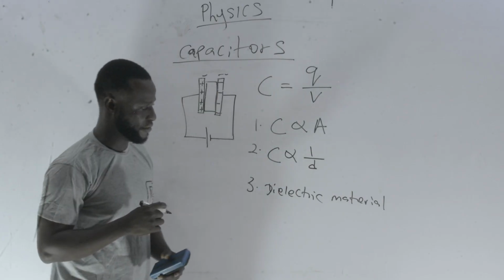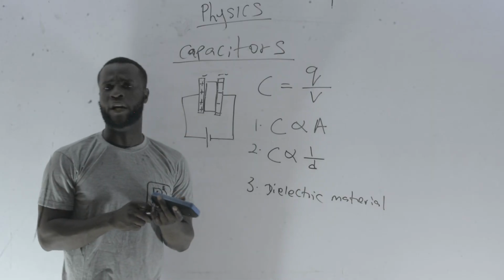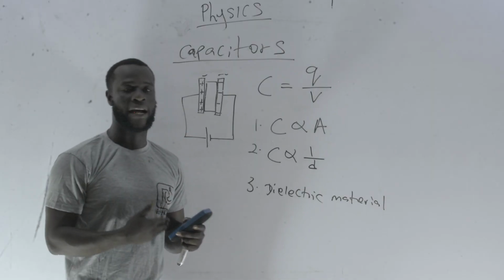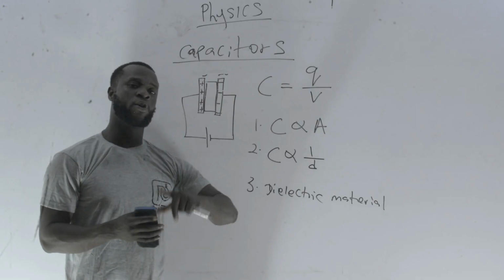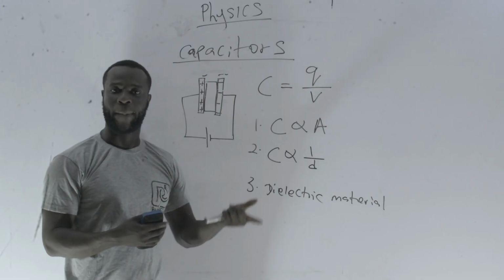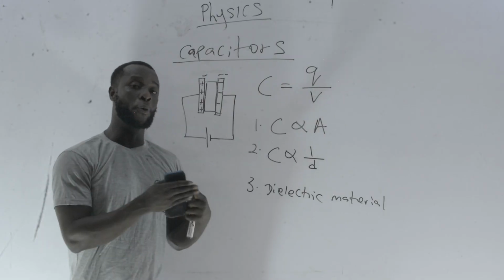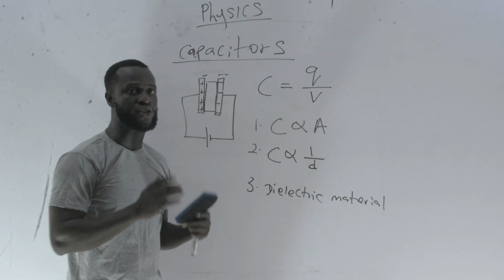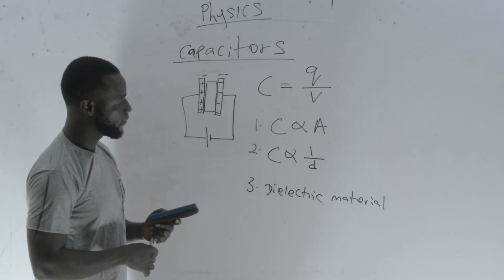as a dielectric material. What does dielectric material do to the capacitance of the capacitor? Dielectric material always increases the capacitance of the capacitor. So a capacitor with a dielectric material has a higher capacitance than the capacitor without a dielectric material, because of course I can bring the plates very close to each other and avoid contact.